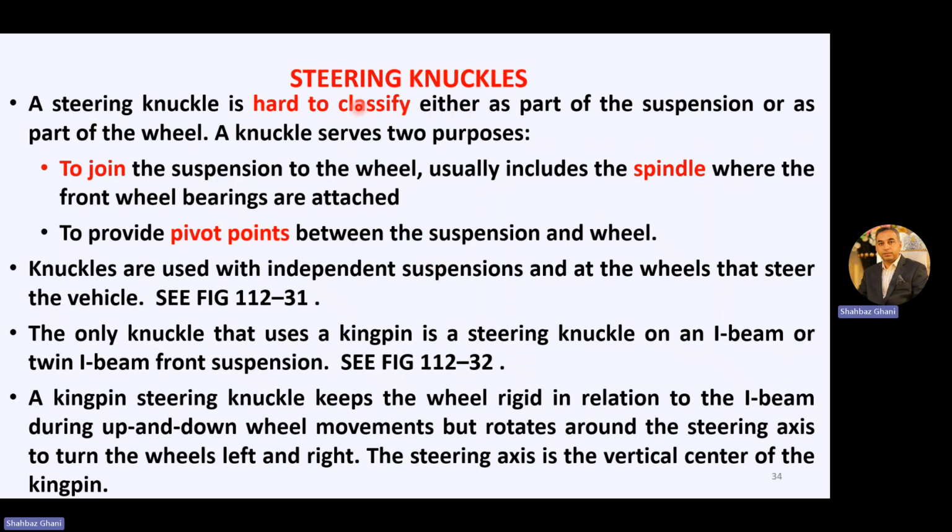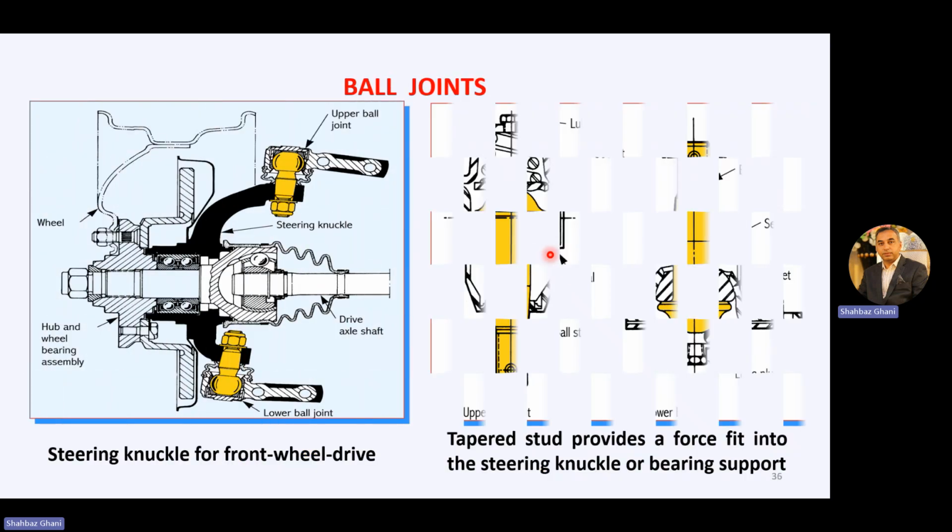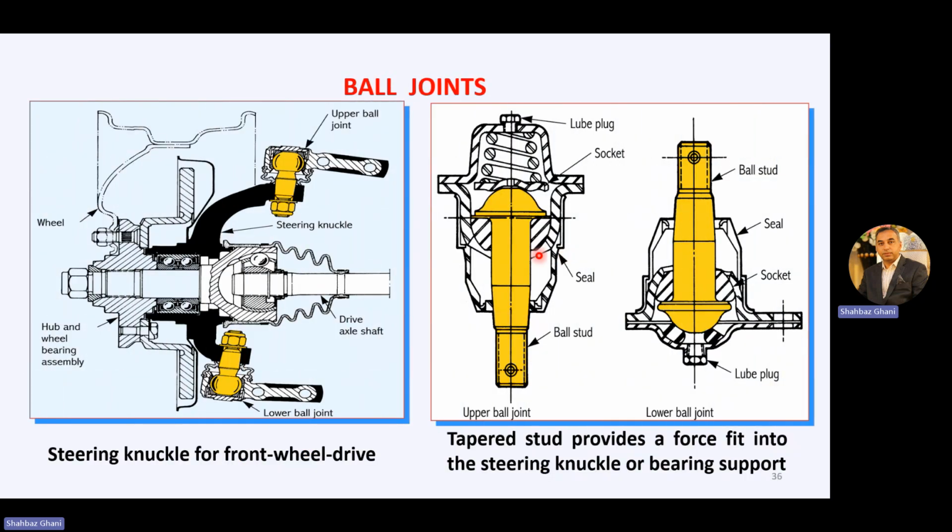Then we have talked about the steering knuckle, which is the main pivot point for the wheel and suspension system. All the suspension is attached to your steering knuckle. This is your steering knuckle, spindle, the upper control arm and the lower control arm. In the other case, we have the steering knuckle and the spindle, and we have this kingpin where the I-beam is attached. Then we have talked about the ball joints. The upper control arm and lower control arm are joined with the steering knuckle by the ball joints.